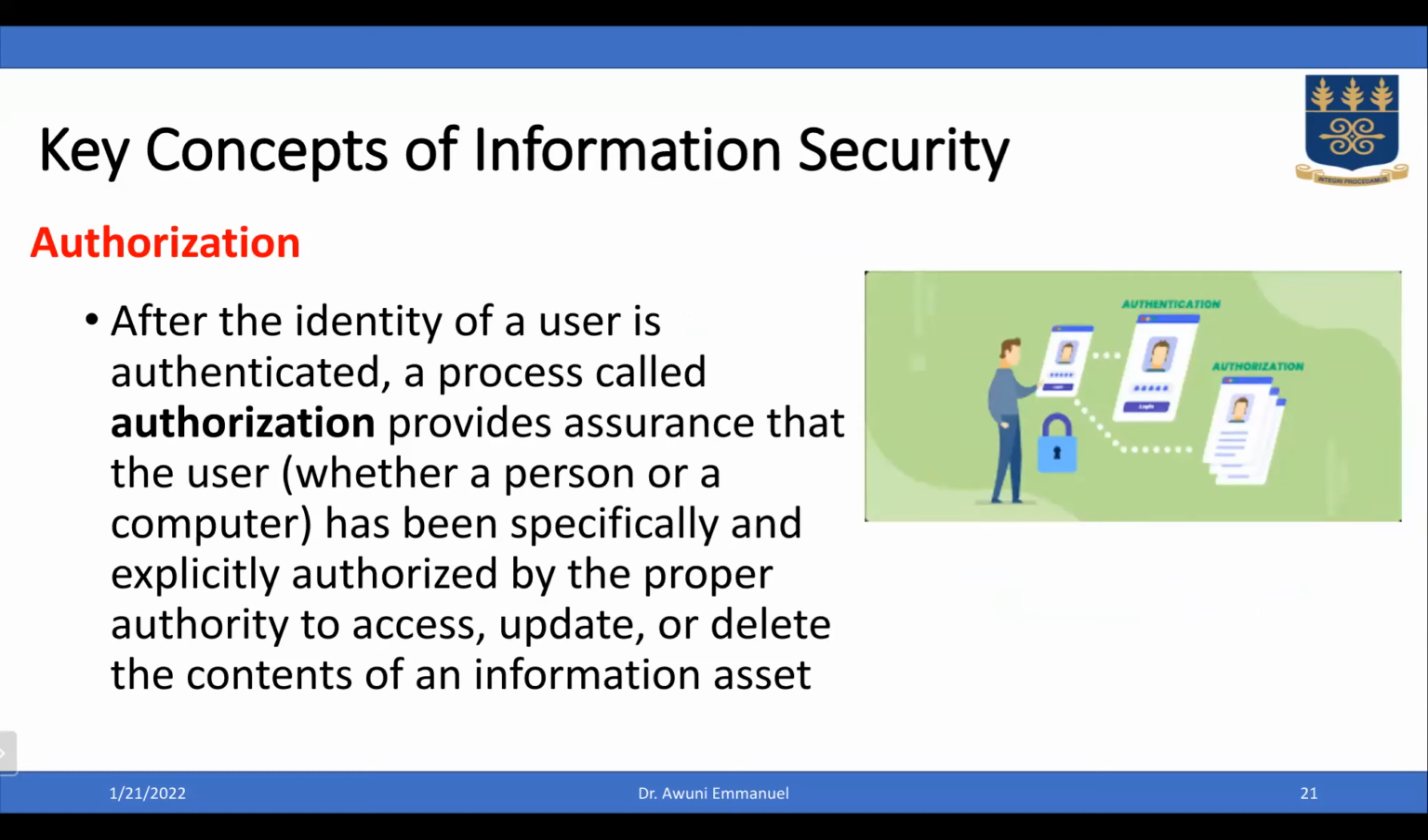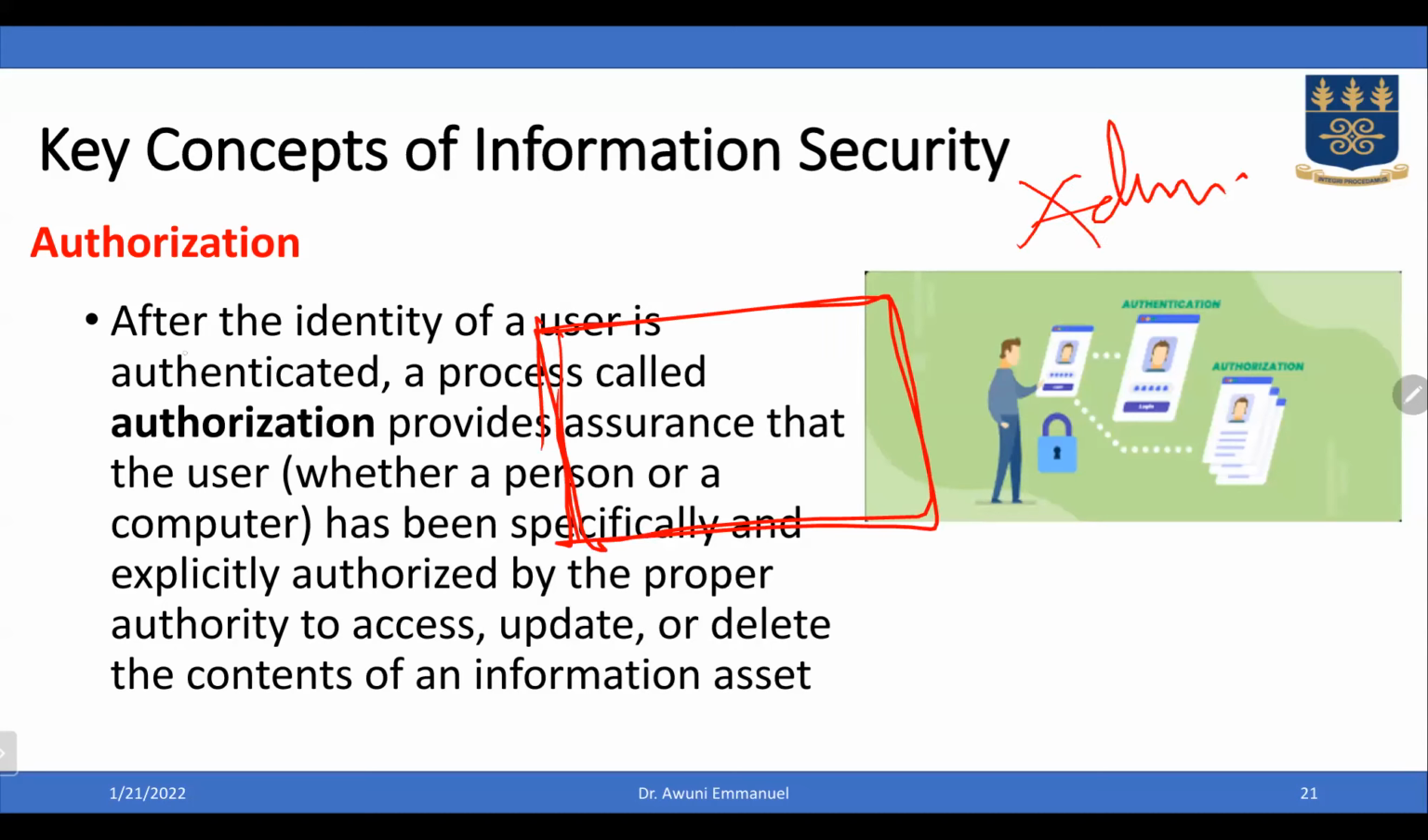After the identity of the user is authenticated, a process called authorization provides assurance that the user has been specifically and explicitly authorized by the proper authority to access, update, delete the content of information assets. So for instance, let's say that we develop a software, and this software has an admin page and a student page. The students access this software, and the admin can also access this software.